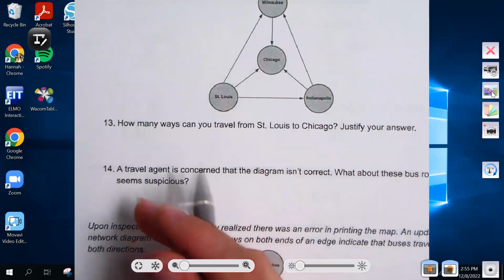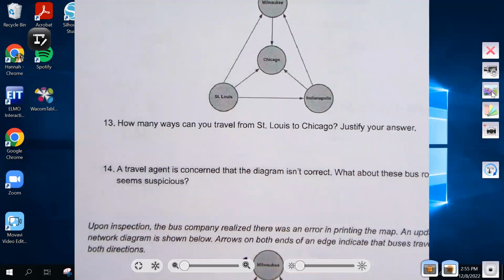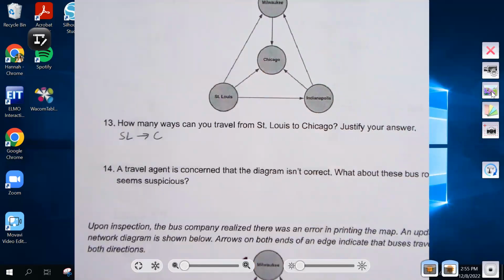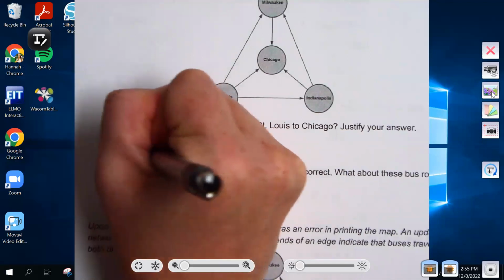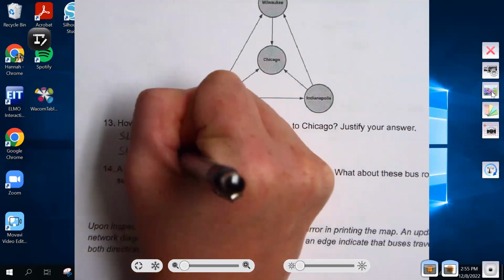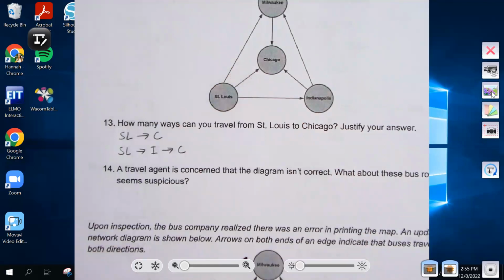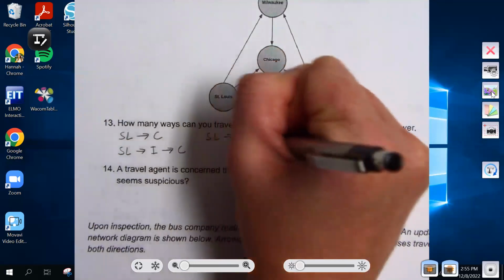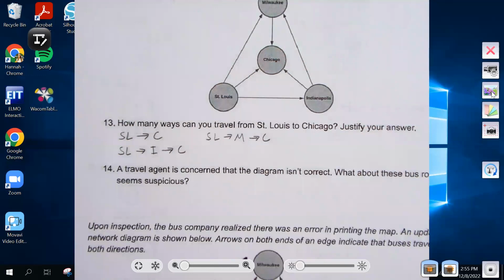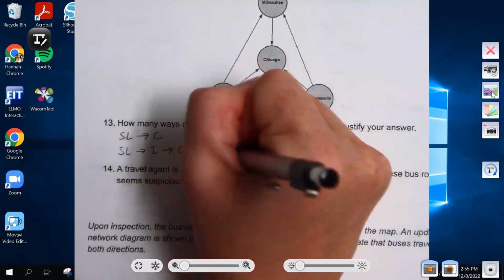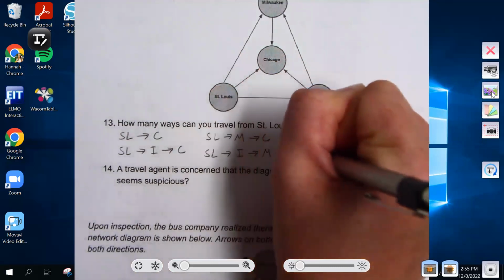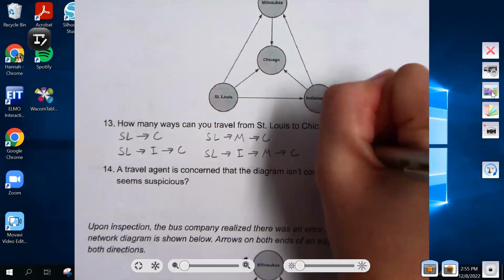So here's what I did. I said you can go straight from St. Louis to Chicago. So I just abbreviated St. Louis to Chicago. That's one thing you can do. You could go from St. Louis to Indianapolis to Chicago. That's another way you could do it. You could go from St. Louis to Milwaukee to Chicago. Or you could go from St. Louis to Indianapolis to Milwaukee, then to Chicago. So in total, there are 4 ways. I agree.